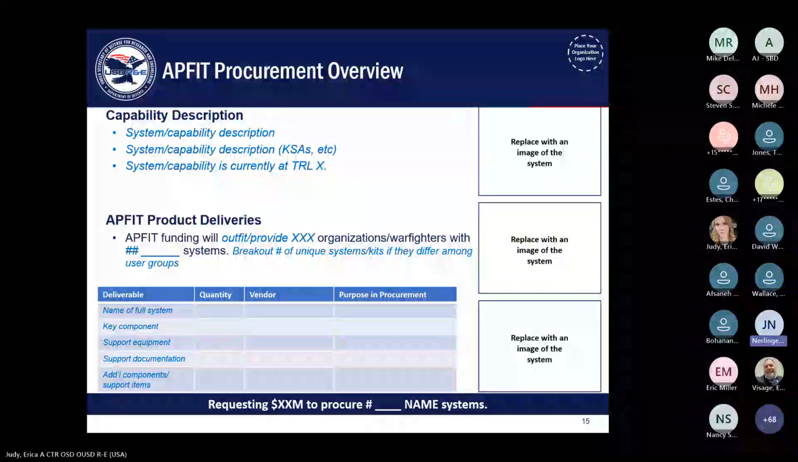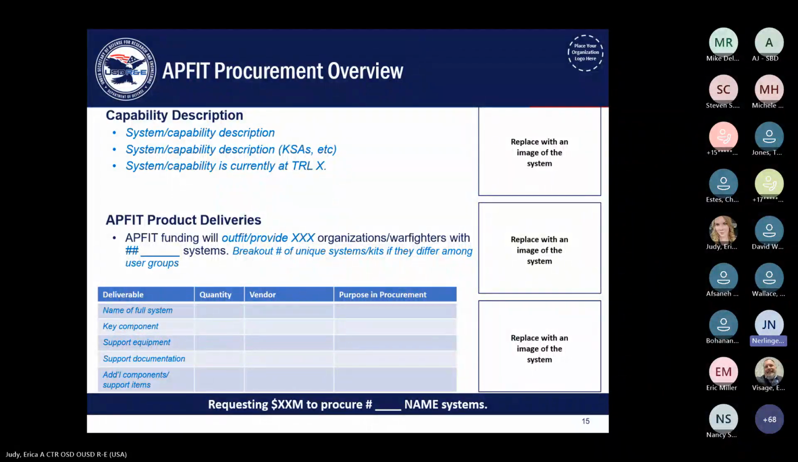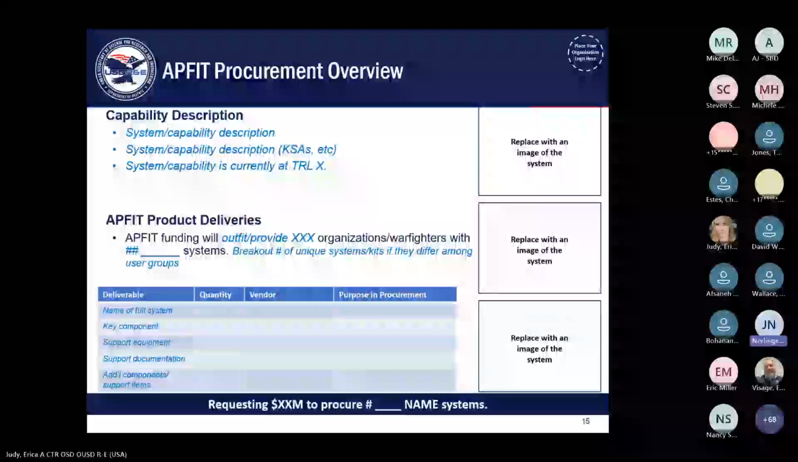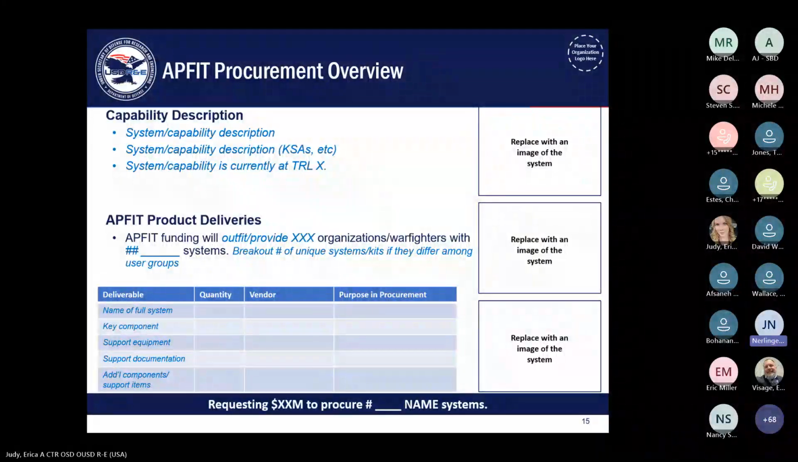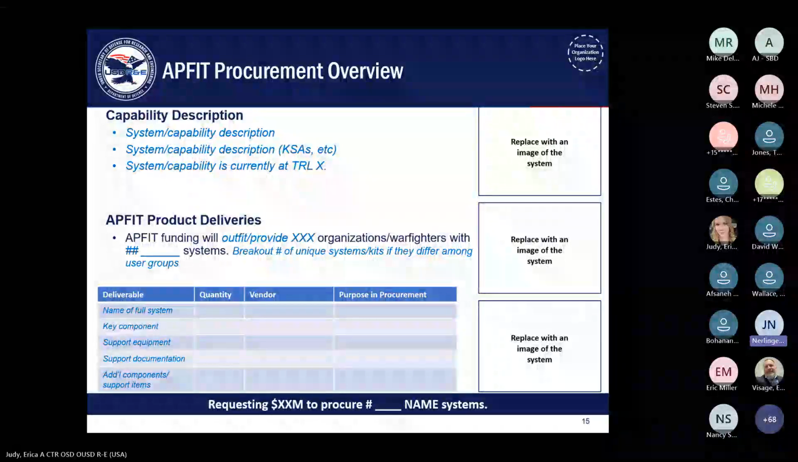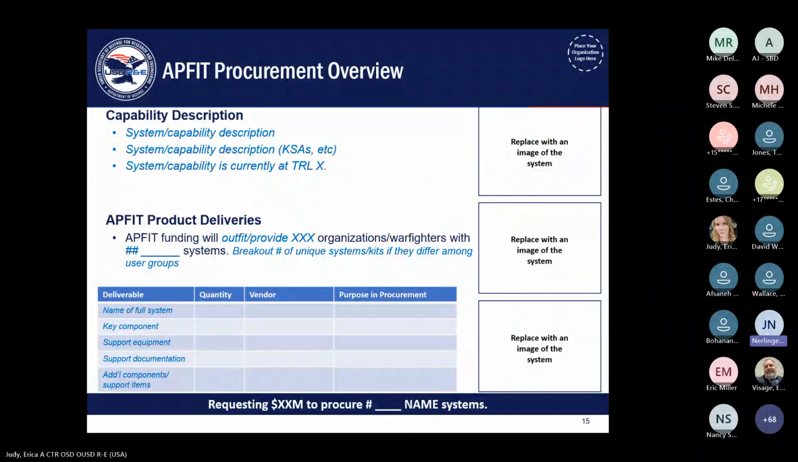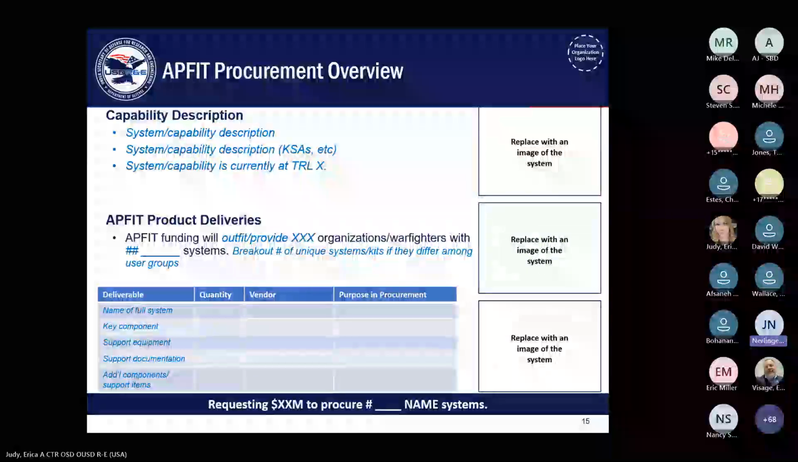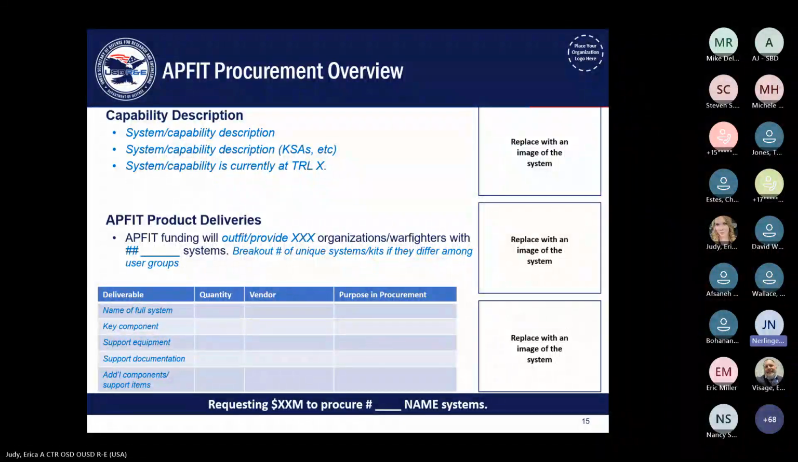All right, procurement overview. Here, we just ask for a capability description, keep it fairly brief. And then we ask that you break down what APFIT is buying, right? So that APFIT product deliveries, we've got a kind of templated out bullet there for you and table. Please tailor that to your needs. Basically, the information that we want to know here is what is comprised of a quote unquote system. If it's something like a kit, this might include several different subsystems. We just want to see the breakdown of what an actual unit is that APFIT would be purchasing. Slide, please.